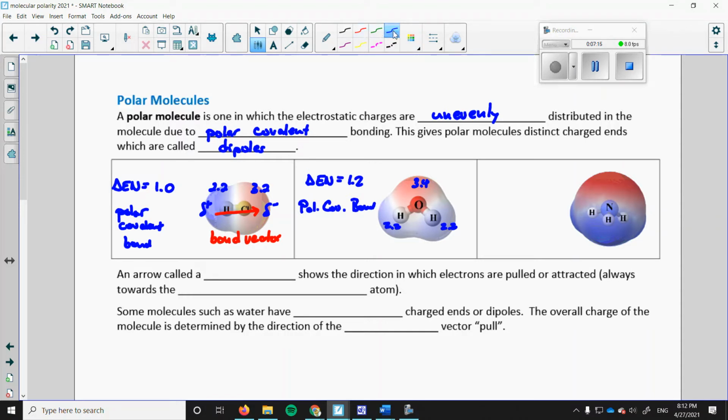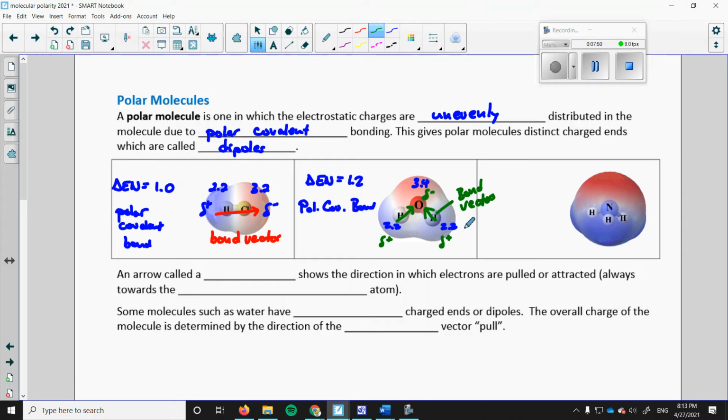We have to be careful here. The end where you have the oxygen is more electronegative, so it's going to have a slightly negative charge. The hydrogen end is going to have a positive charge for each of these hydrogens. When you look at the bond vectors, where the electrons are attracted, they're both attracted towards oxygen. So these are the bond vectors, again pointing towards the more electronegative atom.